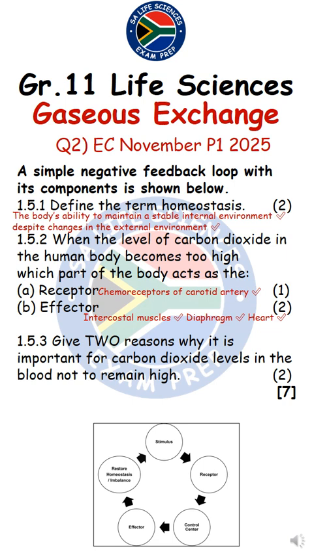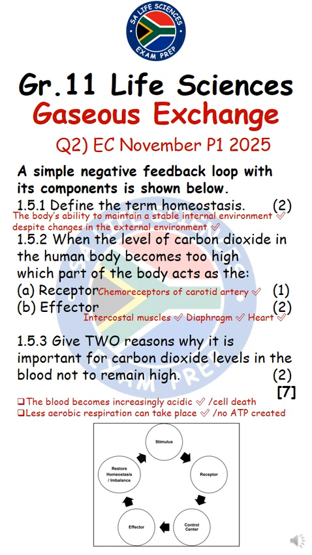Question 1.5.3, give 2 reasons why it is important for carbon dioxide levels in the blood not to remain high. Mark number 1, the blood can become increasingly acidic, resulting in cell death. Mark number 2, less aerobic respiration can take place and no ATP can be created. So there is less aerobic respiration because there is less oxygen. Remember, aerobic respiration takes place in the presence of oxygen. Therefore, there will be no ATP or no energy produced in order to fuel chemical reactions in the body.